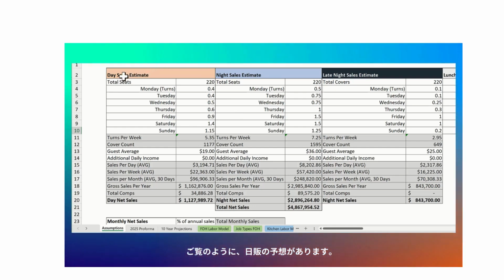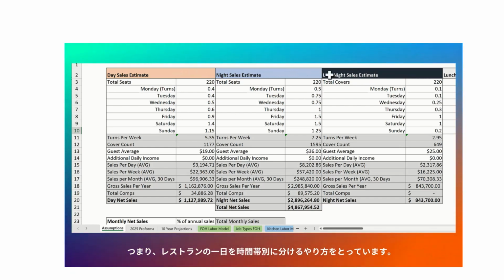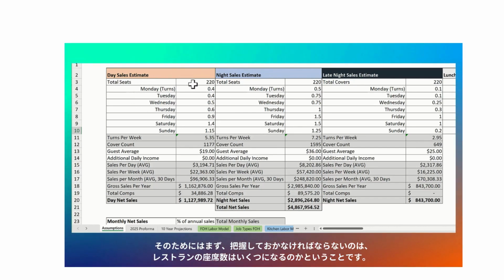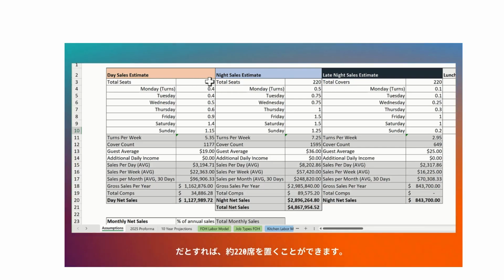So as you can see here, we have our day sales estimates, we have a night sales estimates, and for this particular use case, maybe we have a late night sales estimate. And this is just a nice way to break out different day parts that you may have. So the first thing we got to kind of understand is how many seats in a restaurant are we going to have? This particular restaurant may be close to 5,000 square feet and thus have about 220 seats. Obviously, every restaurant will be different.